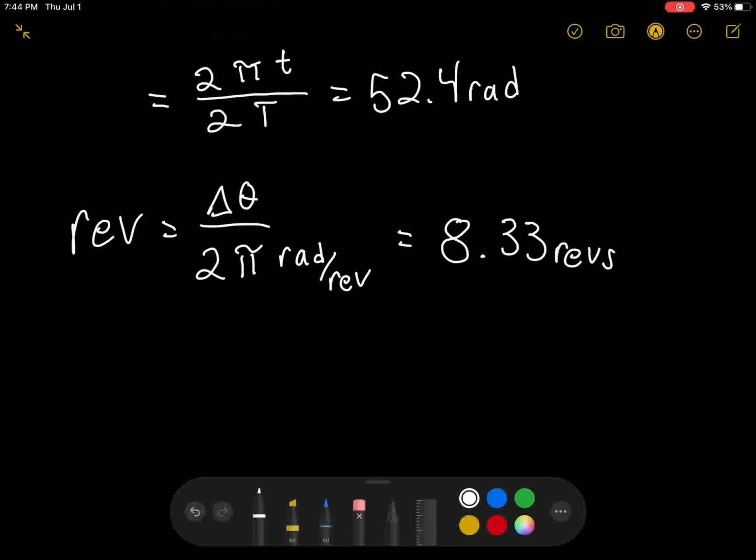And there you have it. We've learned a bit of the vocabulary. We've seen some diagrams of what this circular motion would include, and we've seen an example. Hope that helped everybody, and good luck out there.